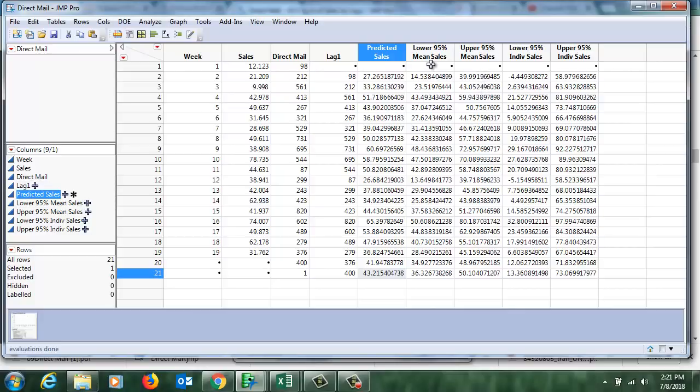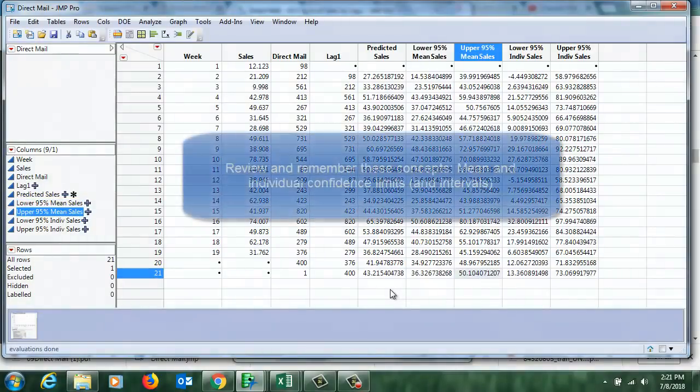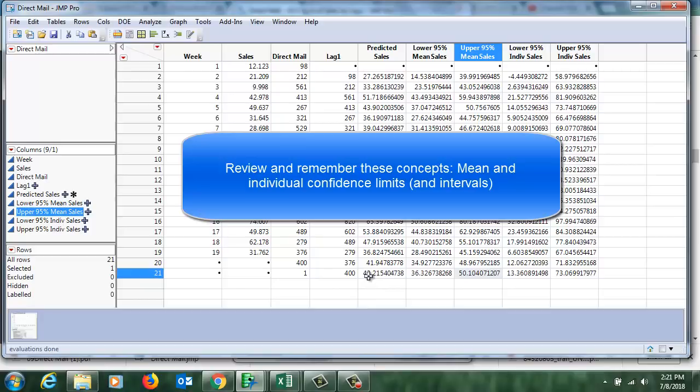Now the upper and lower mean confidence levels and individual, these pairs of numbers. Our estimate is 43, but with 95% confidence, in a typical week sending out 400 mail packages, sales will be between 36 and 50. Individual, well, that's for a specific week. If you're going to estimate based on a specific week, your estimate is still 43, but then the estimation has a wider range. With 95% confidence, that will be between 73 and 13.